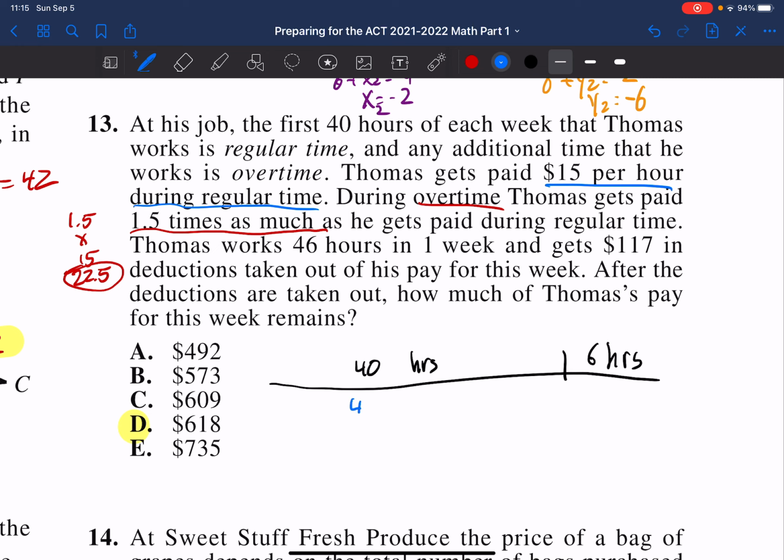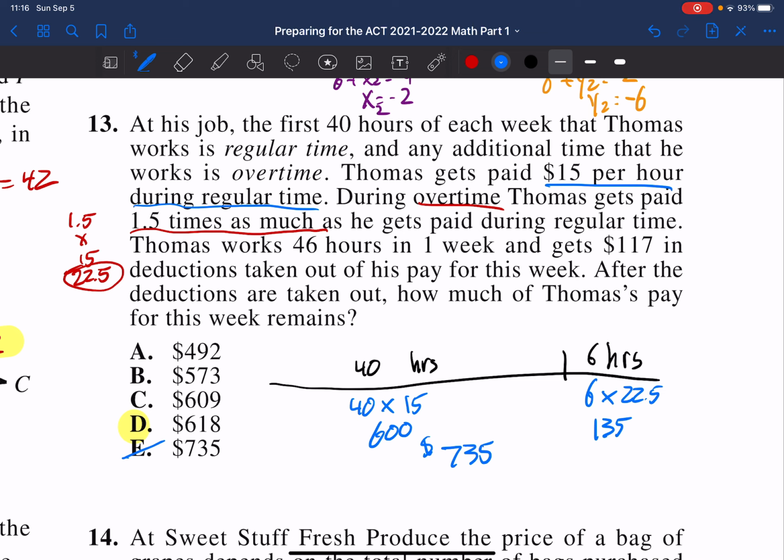So over here, this is going to be 40 times 15. And down here, this is going to be 6 times 22.5. So he's made 600 for regular time. And then for overtime, made 135. So altogether, that means he made $735 before tax. But that's not the answer.